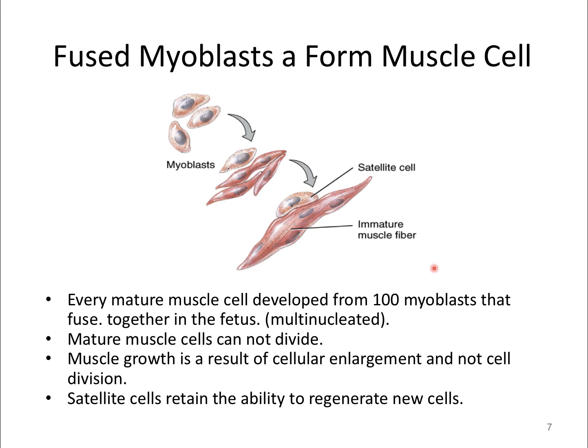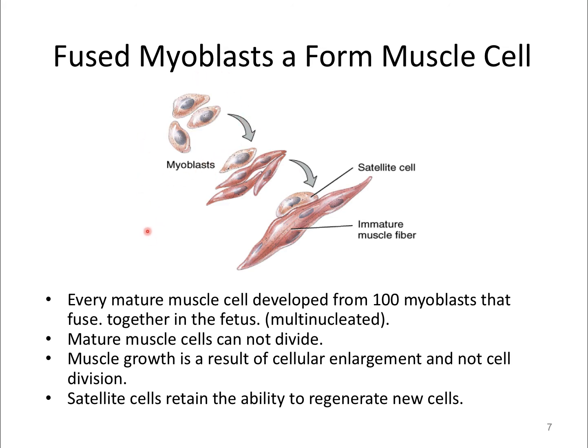Okay, so how do you form a muscle cell? If we know that a mature muscle fiber cannot undergo mitosis, that sort of begs the question, well, how do they form in the beginning? We talked a lot about how bones form in the skeletal system lecture, so it only makes sense for us to address this in the muscular system as well.